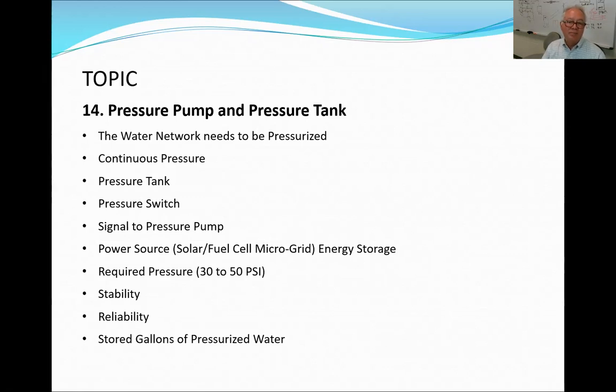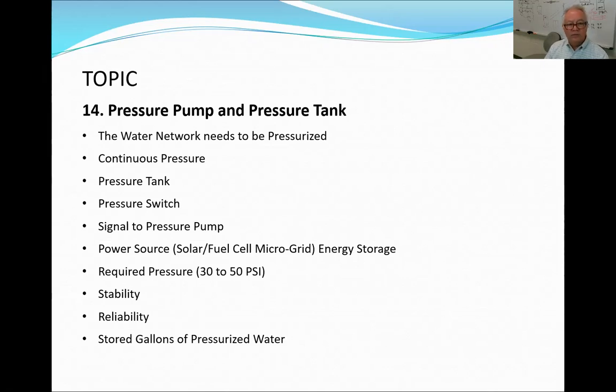Here again, pressure pump, pressure tanks. Our water network needs to be pressurized, at least here in the United States. Like I said, we use both gravity and we use mechanical pumps to pressurize the water. And you want a continuous pressure. And like I said, our continuous pressure will be at 50 PSI. And then you have a pressure tank.